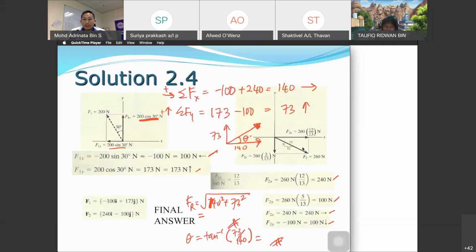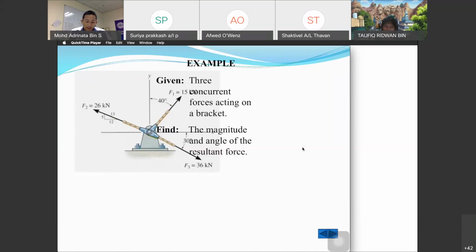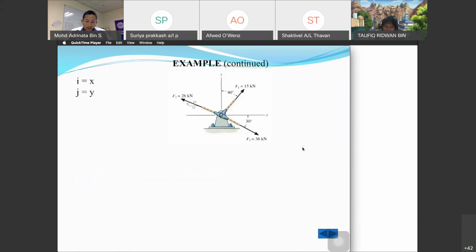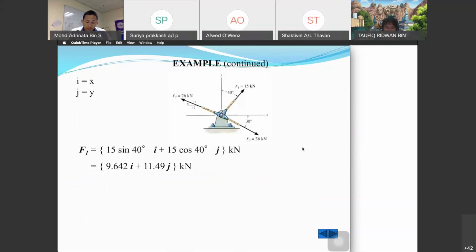Ada apa-apa soalan? Okay. To continue, this is the example. So this one is using Cartesian XY components. Okay, so kita tengok jawapan.